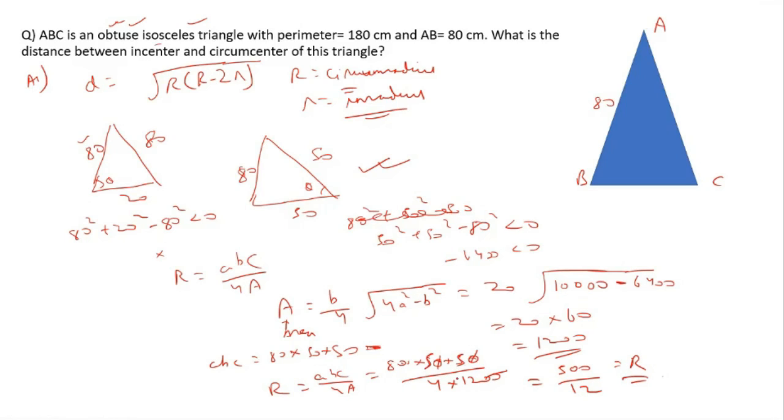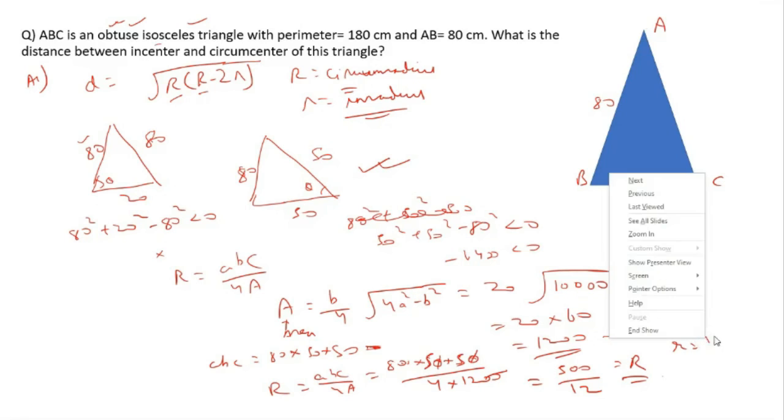Let me check the calculation here. So 20 into 500 by 12. Yeah. So capital R is 500 by 12. So we know this number now. We need small r. Small r again simple. Area we know 1200. We know the semi-perimeter of this triangle, which is 80 plus 50 plus 50 by 2, which is, and actually the perimeter is already given. So semi-perimeter would be 90 directly. So the small r will be 1200 upon 90, area by semi-perimeter.